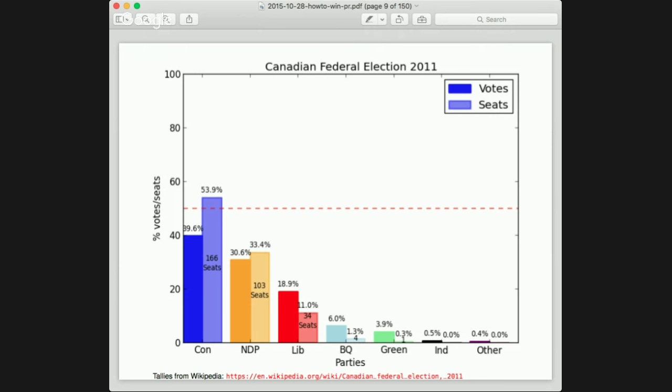Okay, let's look at 2011. So here was the Conservative majority. Conservatives got their big boost. They got 53.9% of the seats on 39.6% of the vote. NDP actually did something unusual. They got more seats than their vote would indicate, even though they came in second. So that usually doesn't happen, but it happened in this case. Bloc Québécois got squished. Liberals got squished, right?